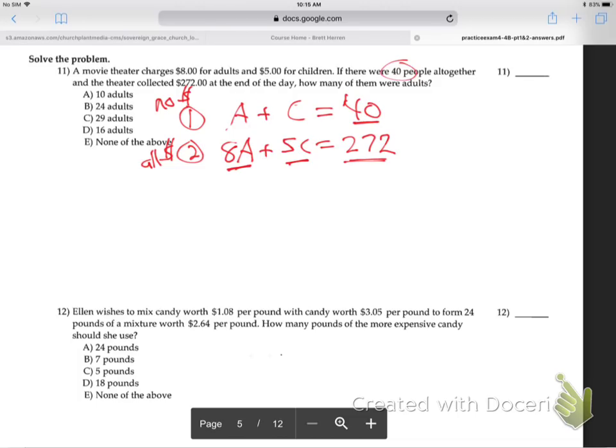You got to get something to cancel. Remember the addition method? So I'm going to multiply the top equation by negative 5. Why negative 5? Because I want to make those C's be opposites. You can make the A's be opposite. You can do negative 8. That'd be fine. Whatever. Just get some letter to cancel.